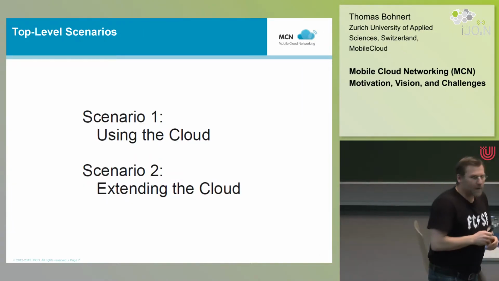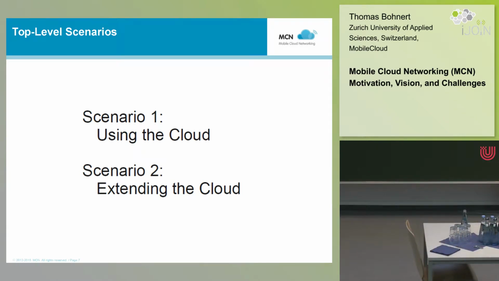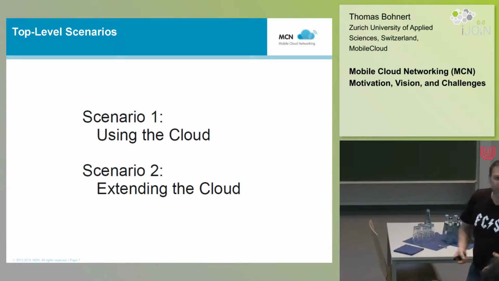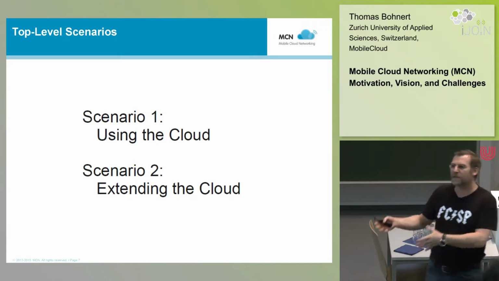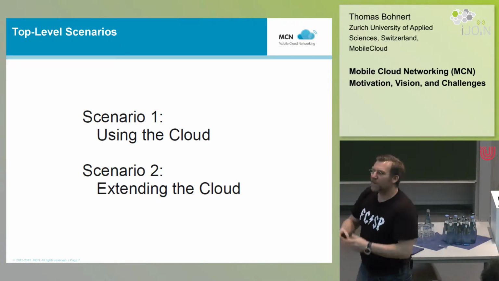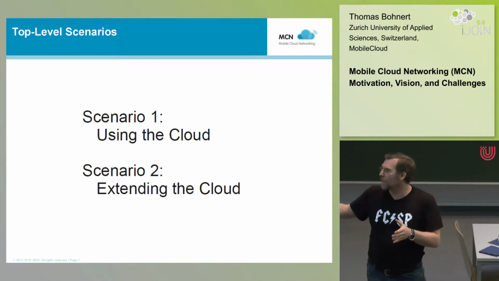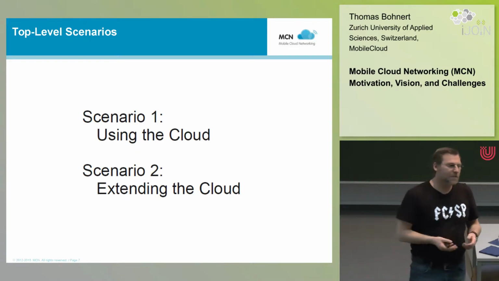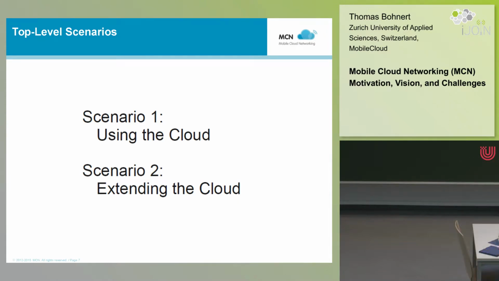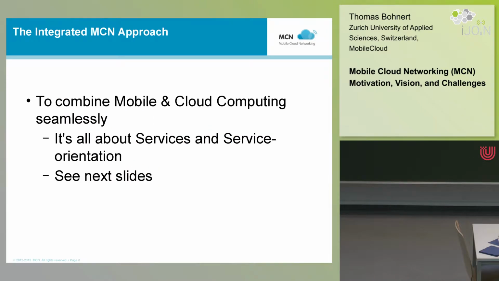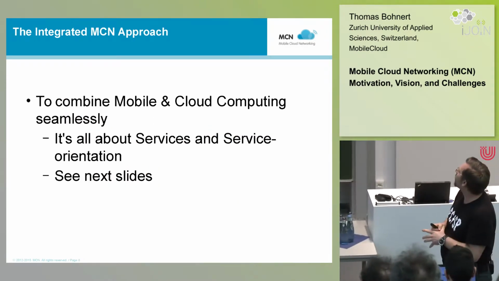So there are two scenarios, as I said. One was using the cloud. That's the typical NFV use case. We use the virtual machines provided in a data center to put something on top. But then, of course, in the other dimension, also to extend the cloud, to essentially bring these on-demand self-service principles to the mobile network. Okay, so a little bit of terminology before we move ahead.